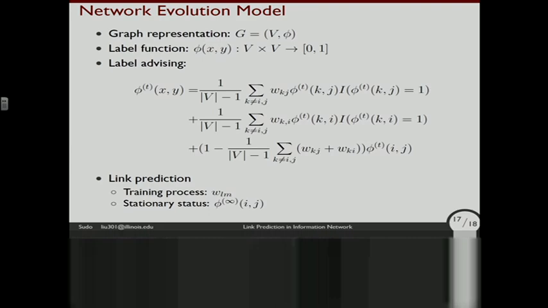What the algorithm does is first train the probability that one node will suggest its neighborhood to another neighborhood. When we have trained this Markov process, we could compute the stationary status and compare it with the given graph to find missing links and wrong links.